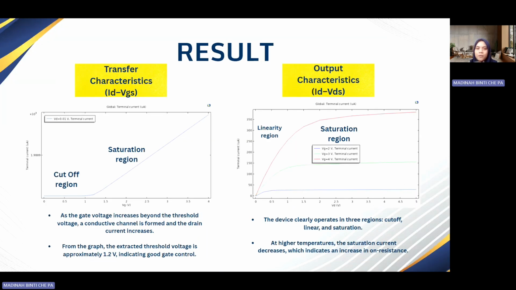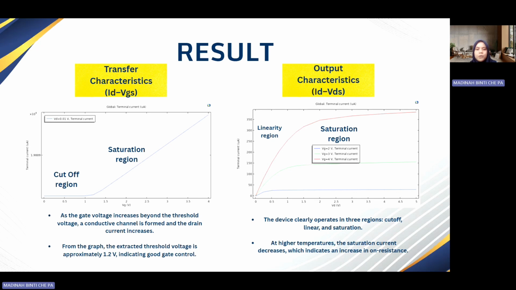That's the result of the MOSFET behavior. We can see the transfer characteristic graph and the output characteristic graph. This graph shows the ID-VGS and ID-VDS characteristics. The device operates in three regions, which are the cutoff, linear, and saturation regions, which confirms normal MOSFET behavior. As you can see in the graph above, we got the normal MOSFET behavior. The extracted threshold voltage is approximately 1.2 volts, indicating good gate control.